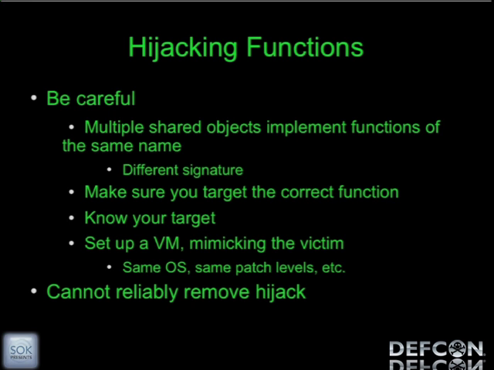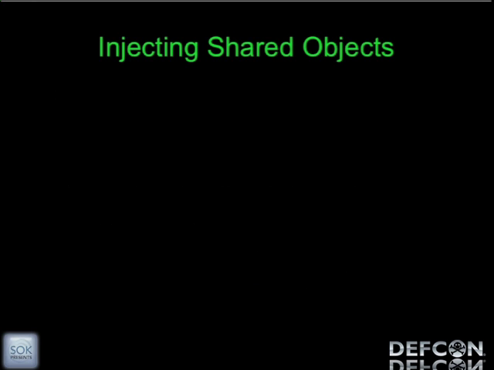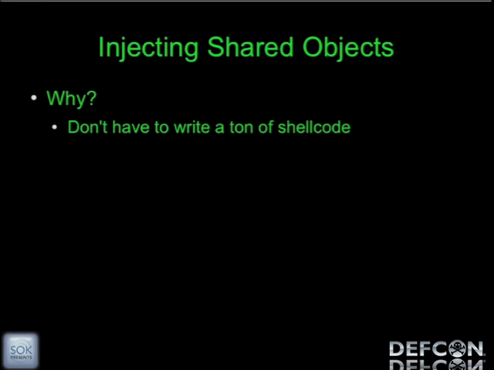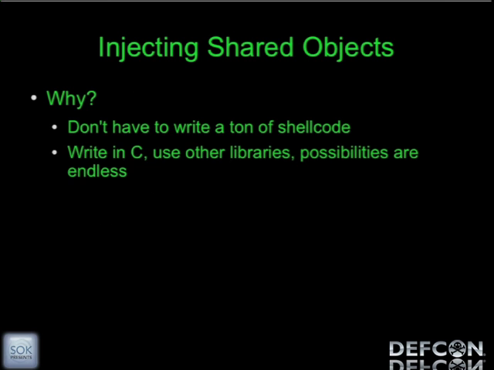Once you hijack, you cannot reliably remove a hijack because of the multiple shared object issue, because libc and libc++ can implement functions of the same name. So we want to be able to inject shared objects. And why do we want to do that? Because we don't want to have to write a ton of shellcode. Assembly is tedious. It is architecture dependent. It doesn't allow you to move as freely as you would like if you needed to pwn a lot of systems in a short amount of time. So what we want to do is write in C or use other libraries.